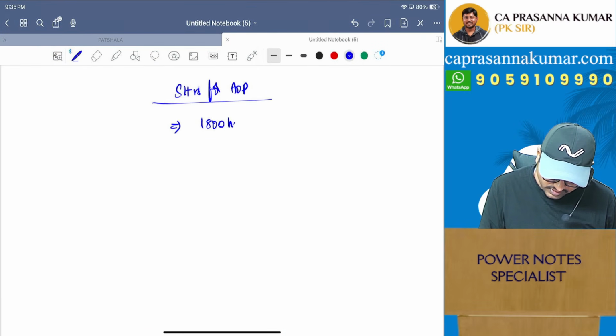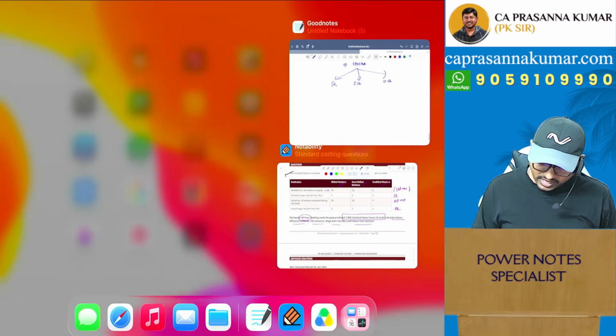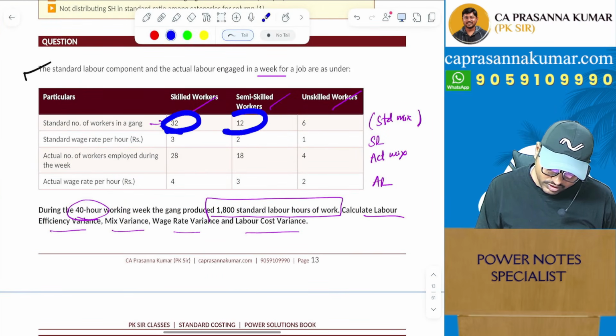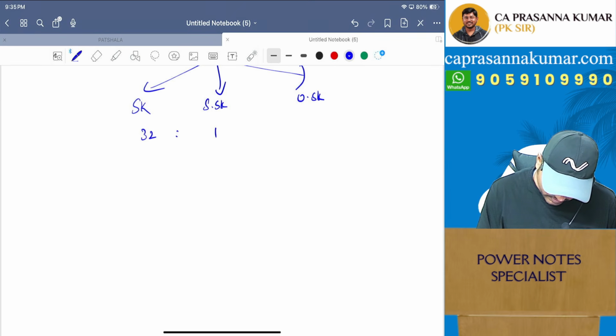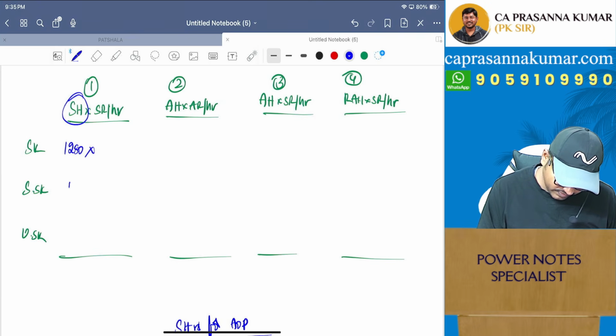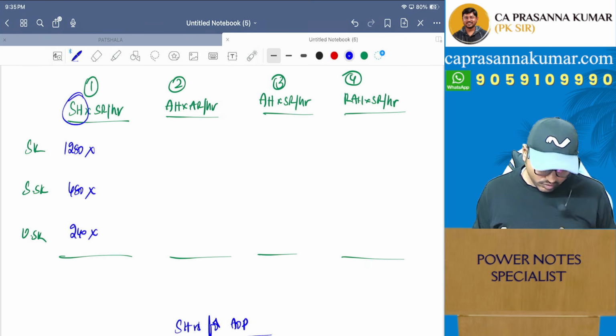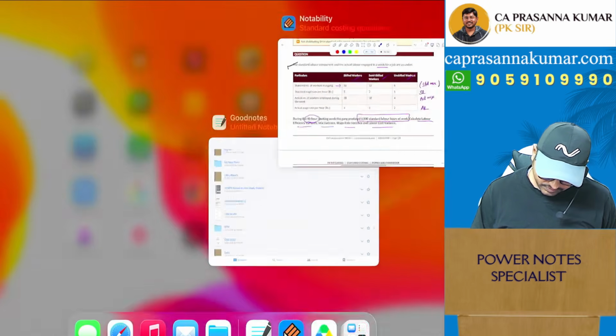1800 hours. But the problem is this has to be divided between skilled, semi-skilled and unskilled. For that, I should know the standard mix. Do I know that? Yes. 32 is to 12 is to 6. So this will be 1280, 480, 240. 1280, 480 and 240. Standard rate per hour, I think that's given in the question. You can copy paste 3, 2, 1.